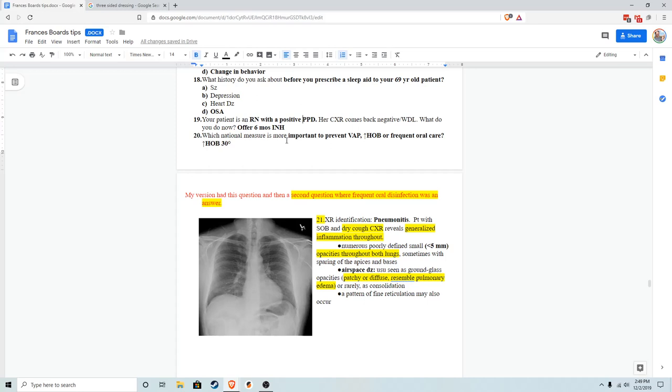All right, number 19. Your patient is a nurse with a positive PPD. Her chest x-ray comes back negative. What do you do now? This is something you just have to look at, basically the TB guidelines. So she probably got exposed to TB in the workplace. You check an x-ray for a nodule in those upper apices. If you don't see it, they usually just give six months of INH, and then they follow up to see if she has worsening symptoms or if things are looking better.